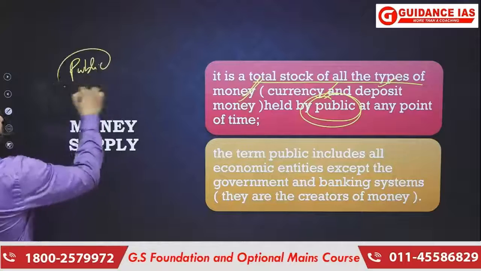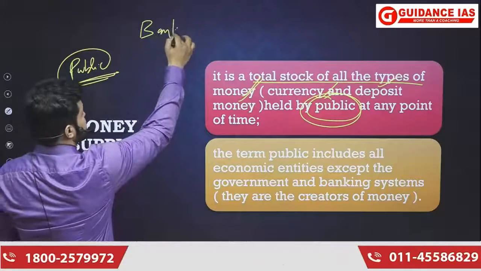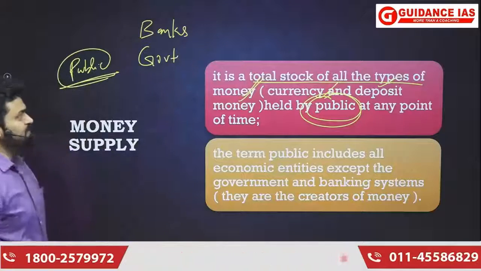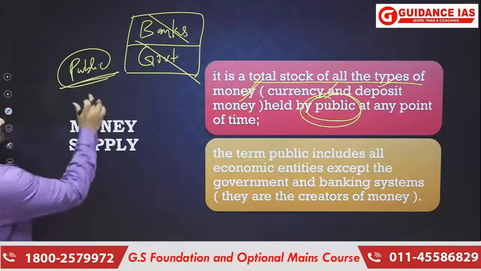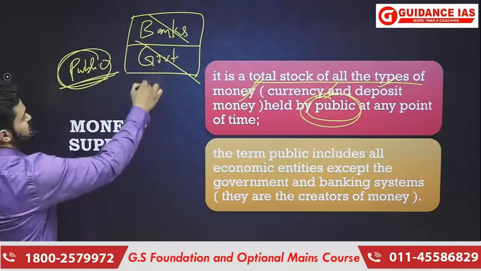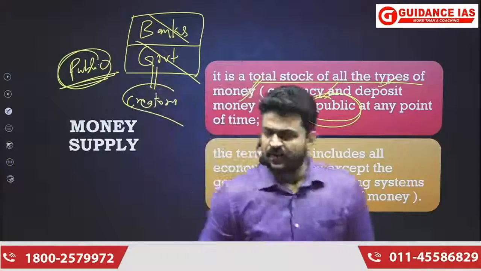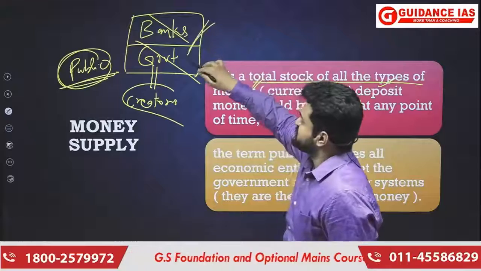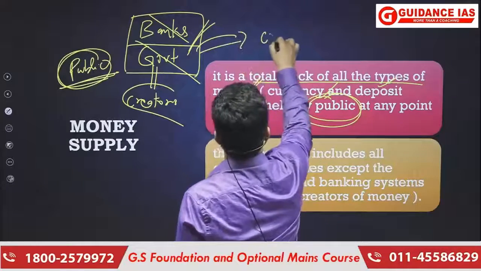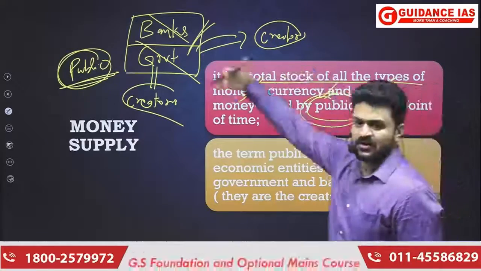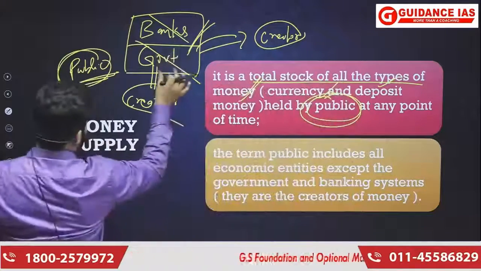Now this word is important. When we are saying public, we are including all the economic entities except banks and the government. We are not going to include these two bodies in our definition of the public, because these two bodies are actually the creators of money. If we want to measure a stock variable, then we must keep a tab on those sources which are continuously creating that particular variable. So banks and governments are actually the creators of money. Banks through credit creation and government through printing via RBI actually creates money. So that is why we are not including banks and government in our definition of public.